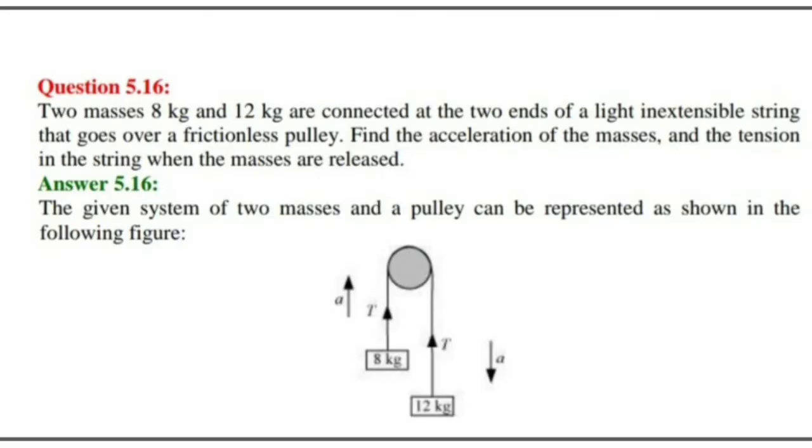Coming to question 5.16, two masses 8 kg and 12 kg are connected at the two ends of a light inextensible string that goes over a frictionless pulley. Find the acceleration of the masses and the tension in the string when the masses are released.